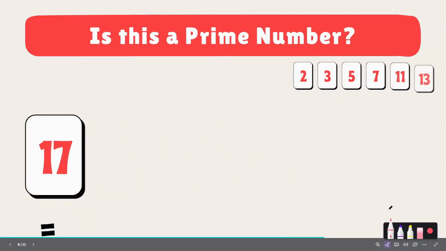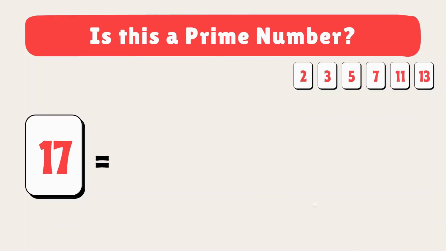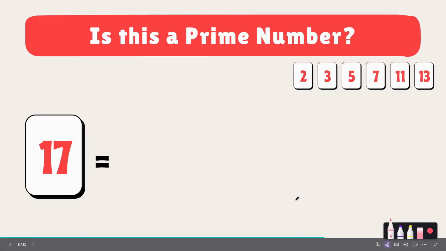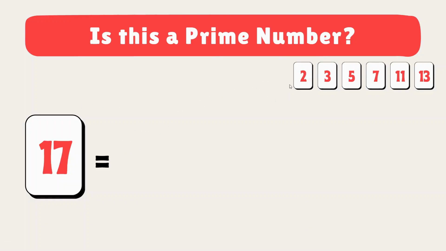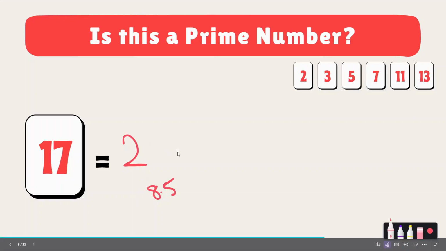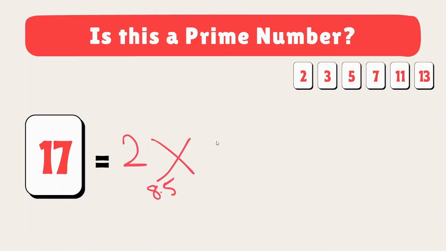Now let's try another one. 17. So 17, let's divide it by 2 first. What do we get? Okay, use a calculator because it's going to be hard. So you get what? 8.5. Can or not? Cannot. Never mind. So this one cannot. Once it cannot, we'll try another one.